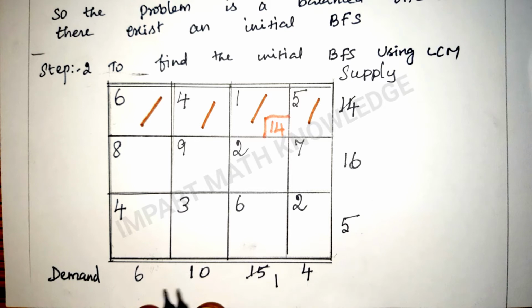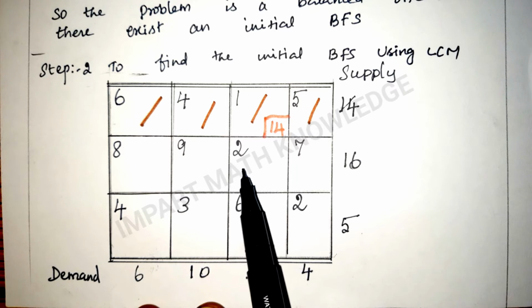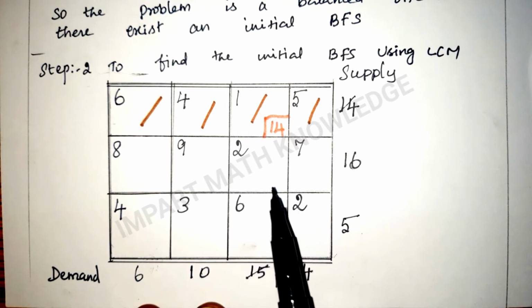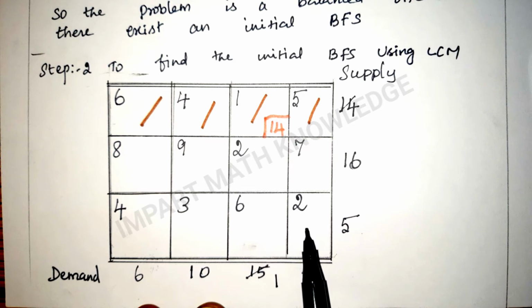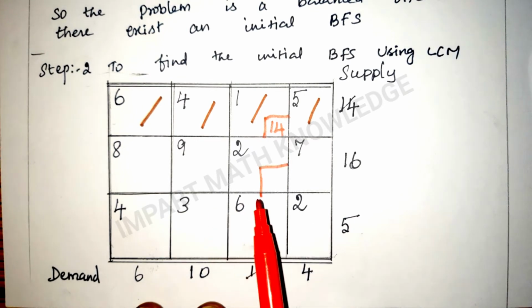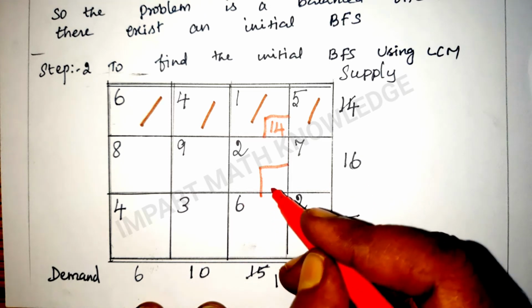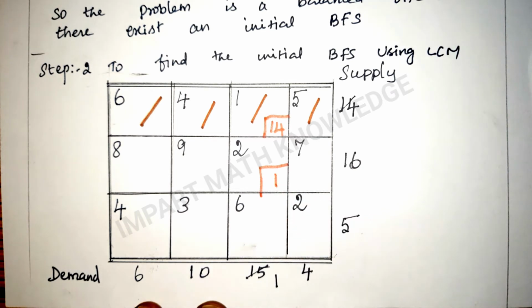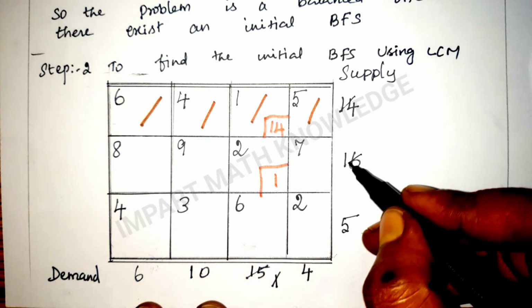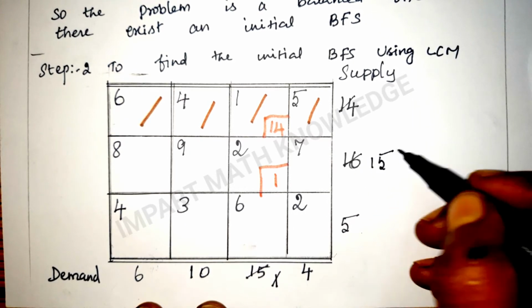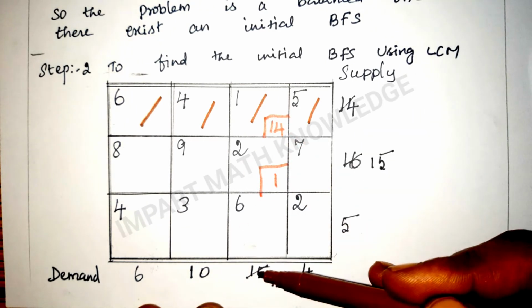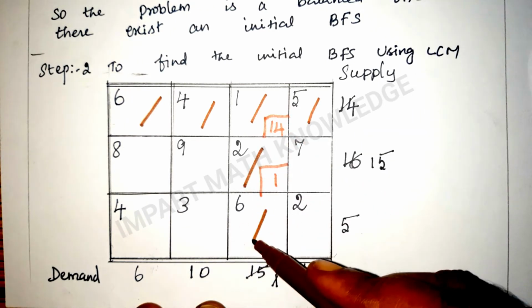In the remaining, you have to select the minimum value. Here the minimum value is 2. It comes in 2 places, so you can select either this value or this value. Okay, I select this cell. For this cell, supply value is 16, demand is 1. So the minimum value is 1. I am allocating 1 here. Once you allocate, you have to strike out the value and here the remainder is 15. Here demand is satisfied, so you have to cross out the column.